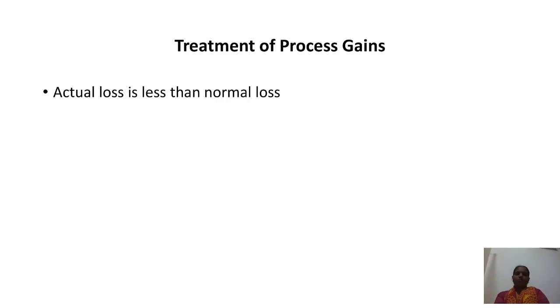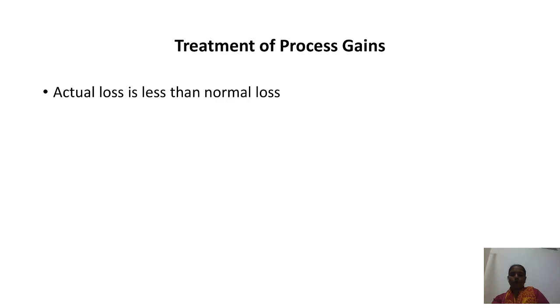As part of a cost control process, the causes for abnormal effectiveness should also be investigated. Where it is warranted, the normal loss percentage can be revised for future operations, because due to some mistake, they might have considered the normal loss to be less. So in that case, the abnormal gain occurs.